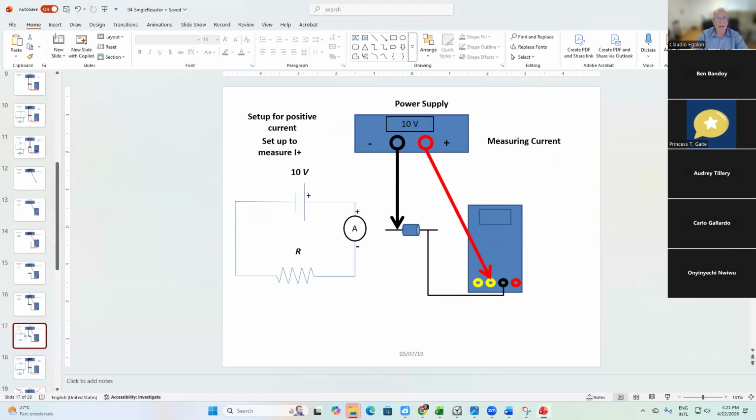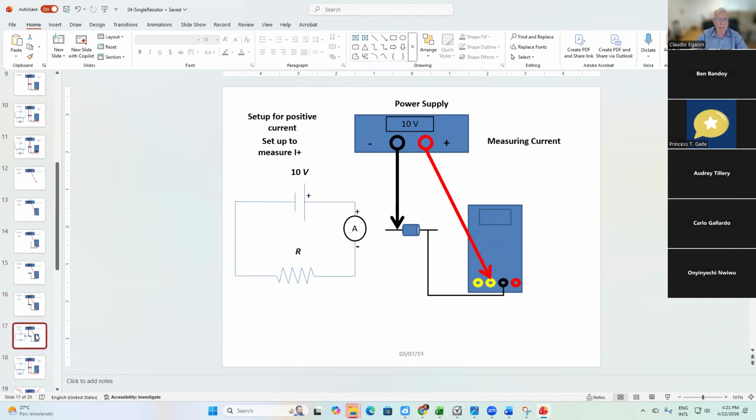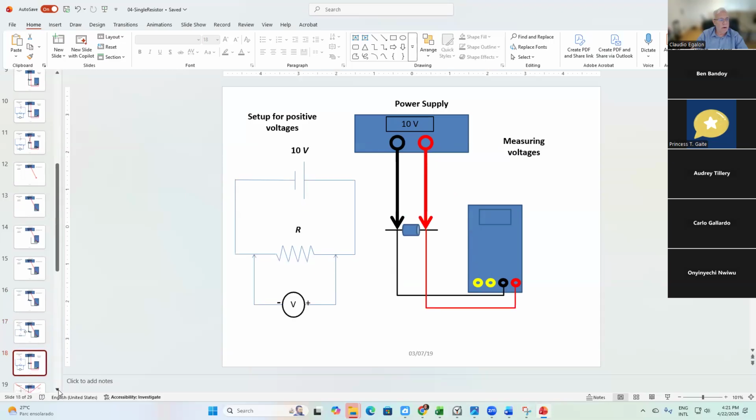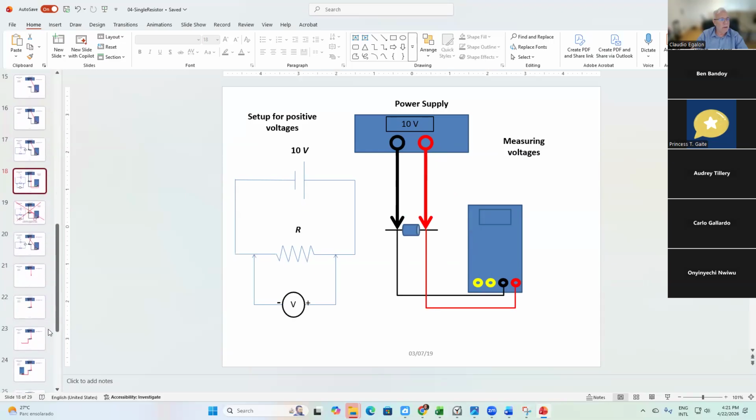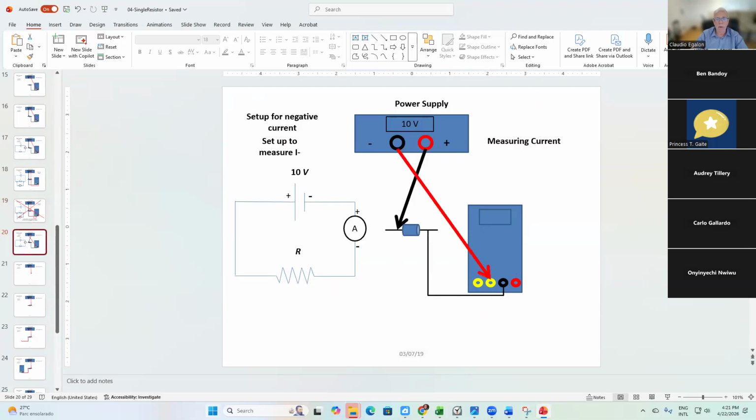That's how it looks like in a circuit diagram. Okay, and that's how it looked like for the voltmeter. Voltmeter in parallel, ammeter in series, right? We are measuring the current. Never connect the ammeter in parallel with the circuit. You can damage your DMM.